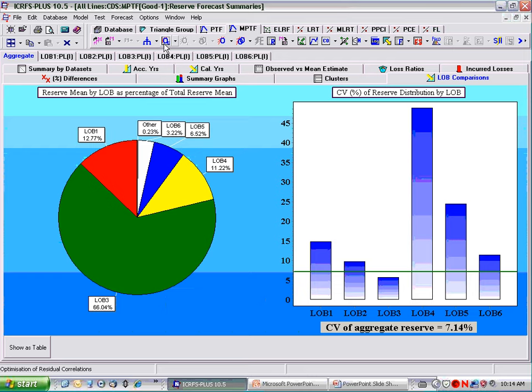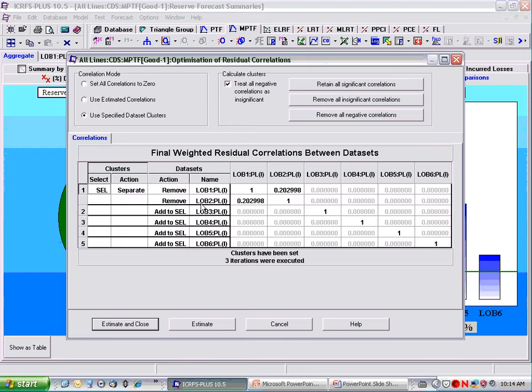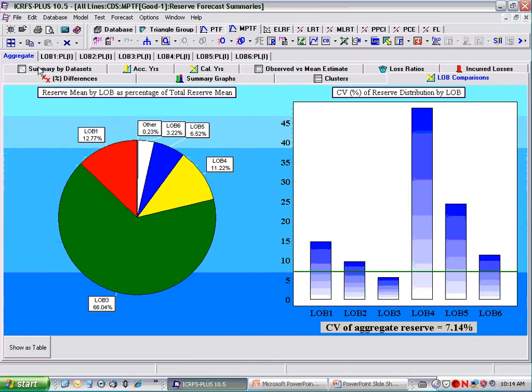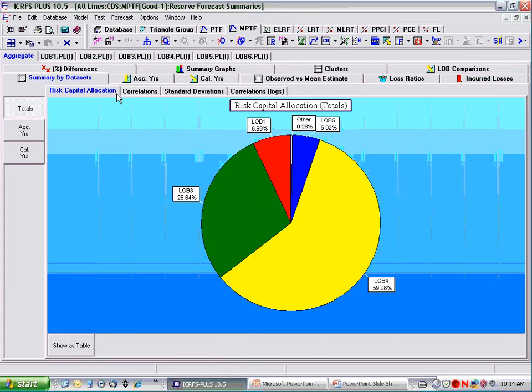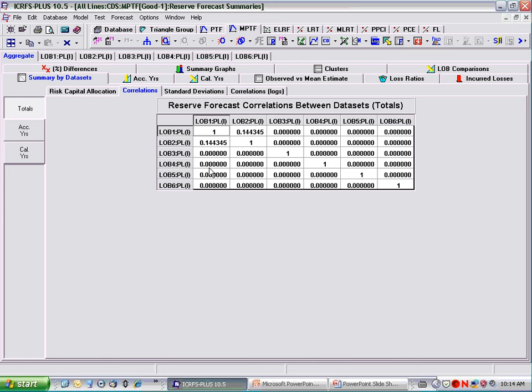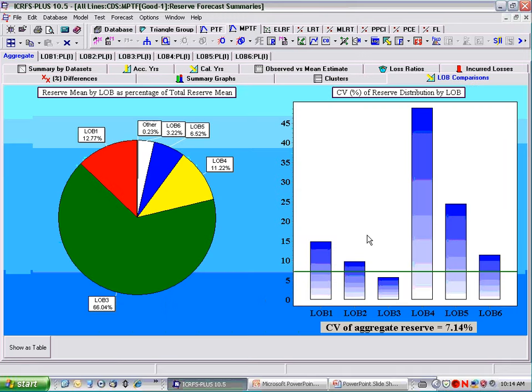There's a lot of risk diversification credit by writing these almost non-correlated lines. Are there any correlations? Yes, there is. There's LOB1, LOB2, there's some process correlation. But if you look at the correlations in reserve distributions, it's pretty low. 0.14. So there's a lot of risk diversification credit here. Are there any correlations between LOBs? They're all 0 except for 1, which is pretty small, and therefore you get to see that the CV of the aggregate is tiny.